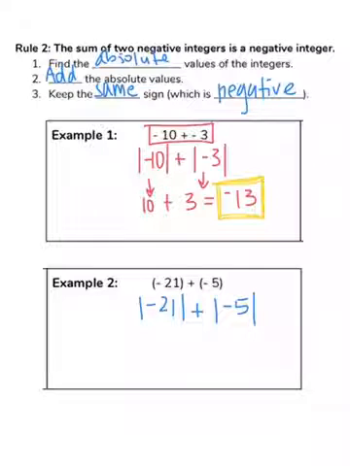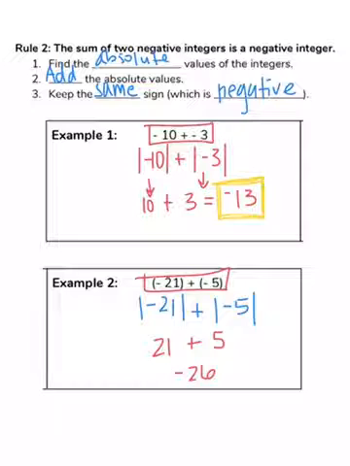The absolute value of negative 21 is 21. The absolute value of negative 5 is 5. I add them together, I get 26. But again, I'm working with two negative numbers, so I need to remember to bring my negative sign down, and my final answer would be negative 26 for example 2.